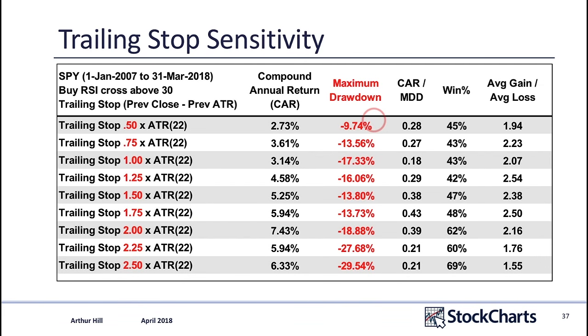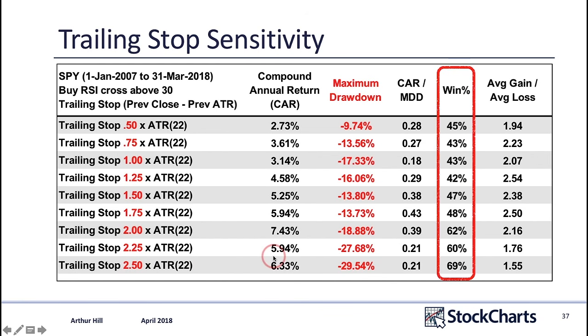So the next sensitivity I'm going to test is the trailing stop. And again, we're using the average true range, the ATR. And you can see that the ATR is 22 periods. Again, I start at 0.50, so 0.50 below the previous close times the ATR. So it'd be the previous close minus the ATR times a half. And then I go up in steps of a quarter point all the way to 2.5.